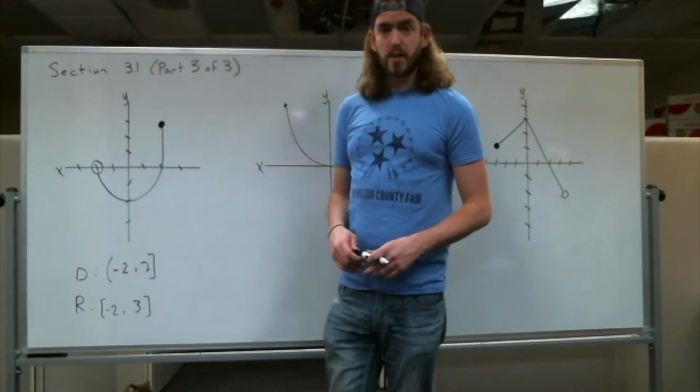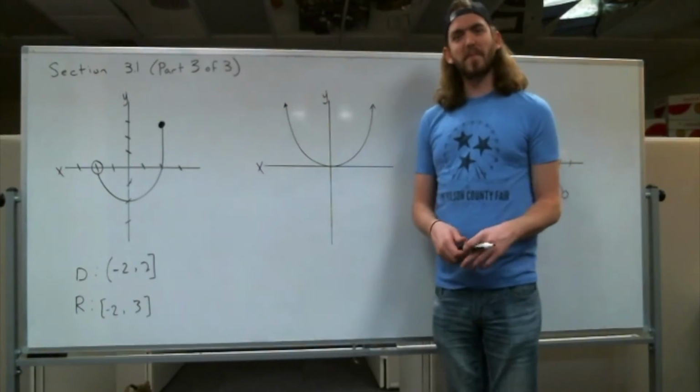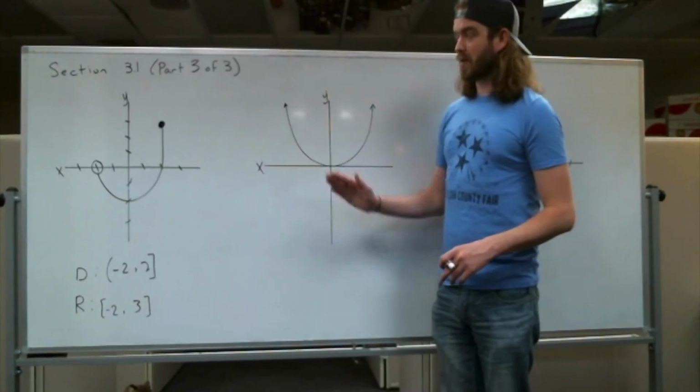It's very important that you pay attention to whether it's an open circle or a closed circle and put the corresponding parentheses or brackets. This next one's going to be a little bit different because it has arrows instead of endpoints.